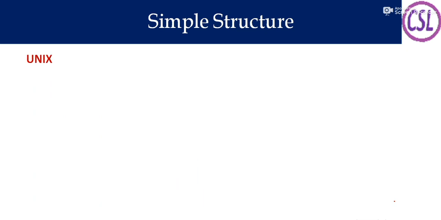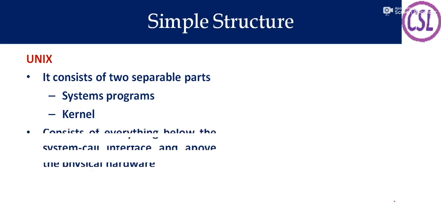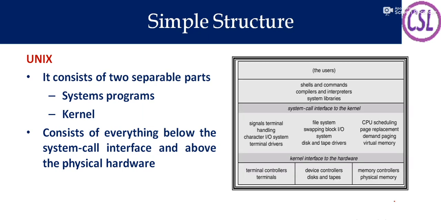Now we will see the Unix operating system. It also uses a simple structure, but when compared to the DOS operating system, here the core component is divided into 2 parts: system programs and kernel. So here there is a classification or division, and we will understand it with this diagram. If you observe the diagram, there is a system call interface.